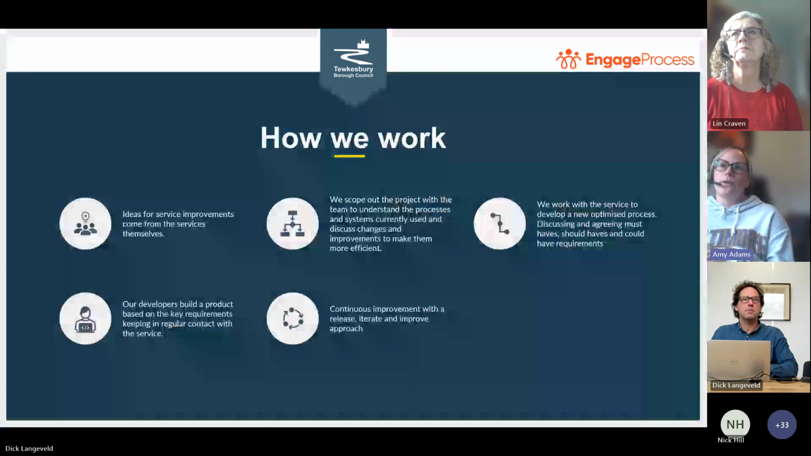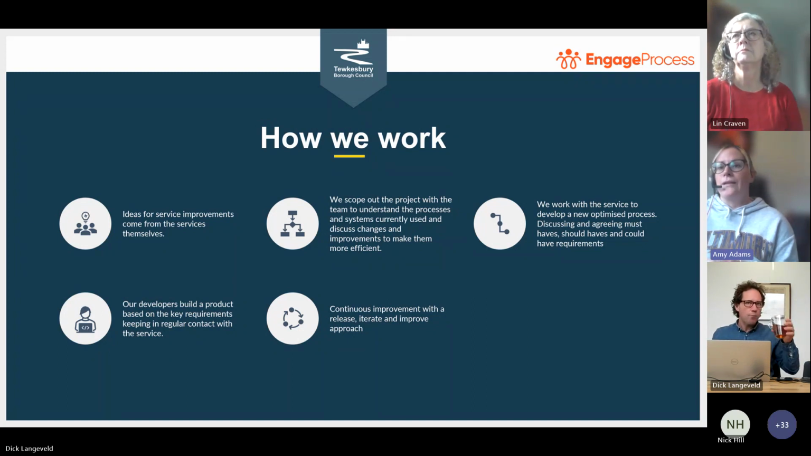So on the next slide, we'll talk about how we're working. Ideas for service improvement come from the services themselves. We have lots of conversations with them. We also make ourselves very available, so they know how to contact us. And then we will work with them. The project manager, Lynn, goes in with the services and scopes out what they're thinking of, and then we can understand how their process is at the moment, and start to discuss any changes that might be useful, or improvements that can be made to their processes. We use Engage to do that element of work, and it really helps them to visualize their processes. The graphics used in that Engage software really help the team to understand where the waste is in their process, and how we can make improvements there.